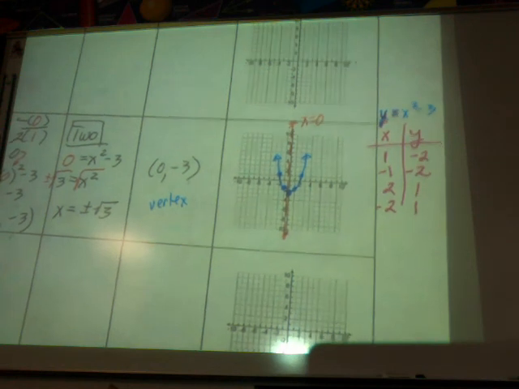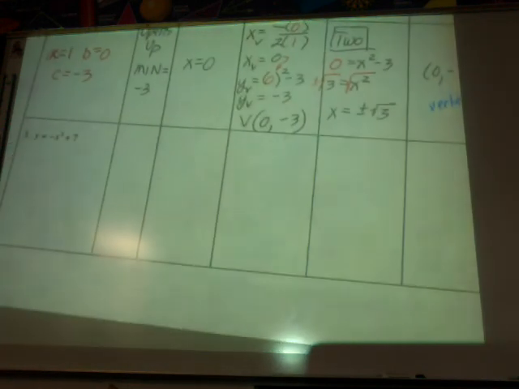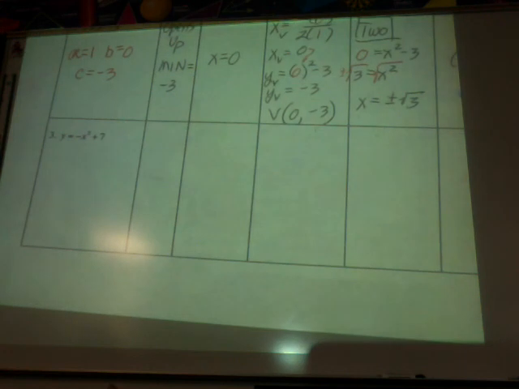Now, number 3. Let's do it again. This time, we have y equals negative x squared plus 7.